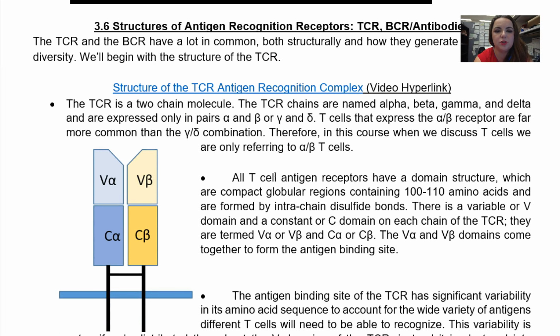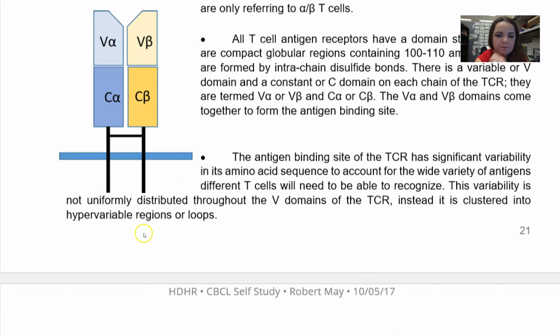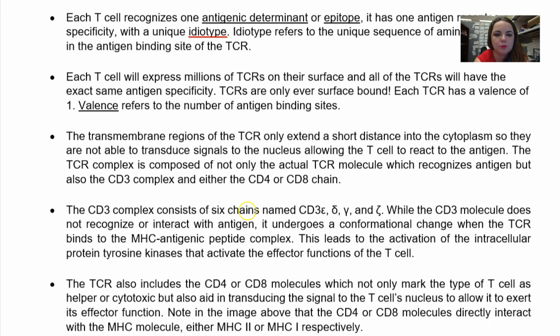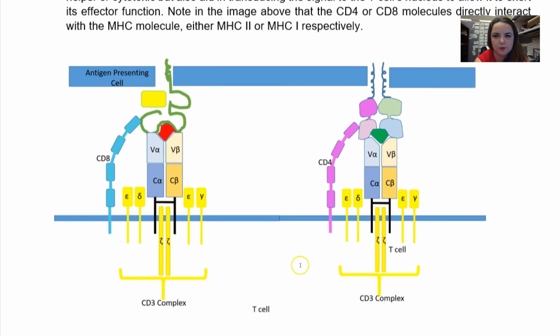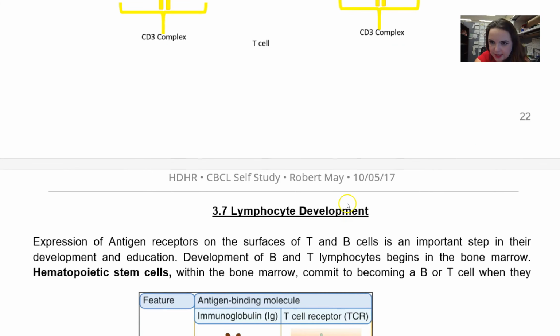Then we go into T cell receptors. So I've told you that T cells are antigen specific and that they might have millions of T cell receptors on their surface, but they're all specific for the same thing. So go through this. It's going to take you a little time. Pay attention to it. Look at this structure. Understand the components of this structure. Contact me if you need help.